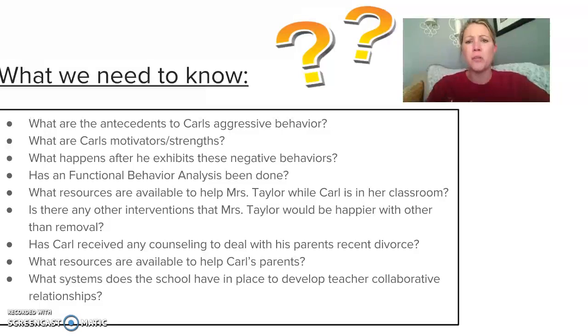Things we need to know. What are the antecedents to Carl's aggressive behavior? What's causing these? Is it people? Is it sensory? What's going on? What are Carl's motivators and strengths? What is he like? What gets him going? What keeps him engaged? What happens after he exhibits the negative behaviors? Are they being addressed? Are they being, in a sense, egged on with language or other students?